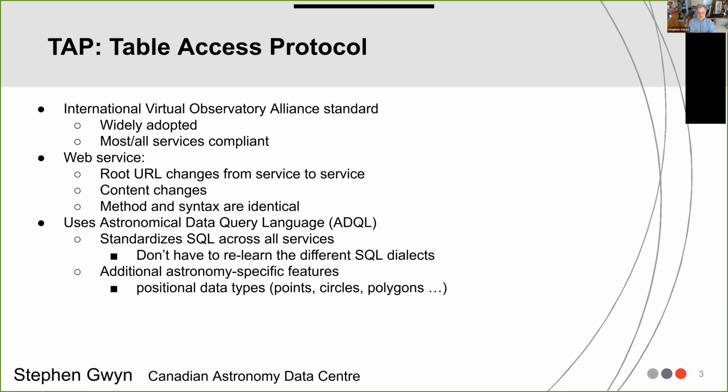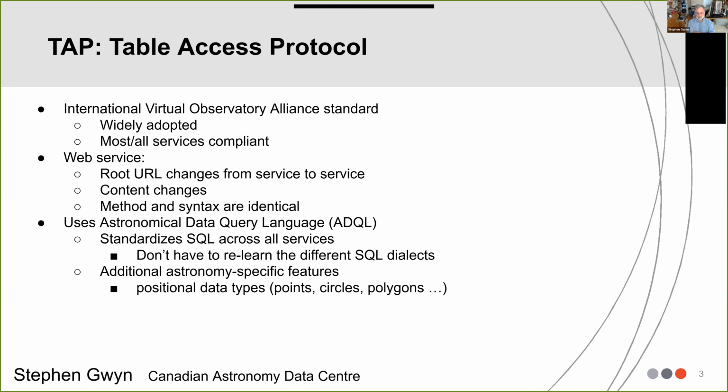It's a web service, so the root URL for each service changes. Ours obviously have CADC in the name, and the content changes from place to place. But the method and the syntax are identical, so if you know how to use one of these services, you know how to use all of them. All you have to change is the root URL and figure out which tables you're trying to query.